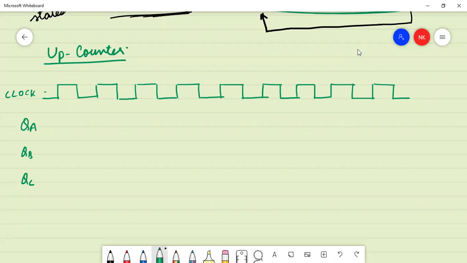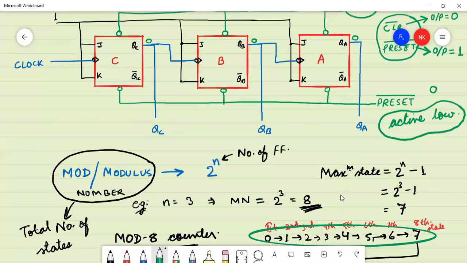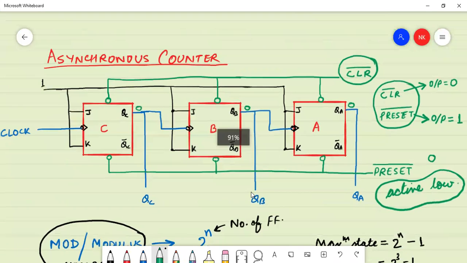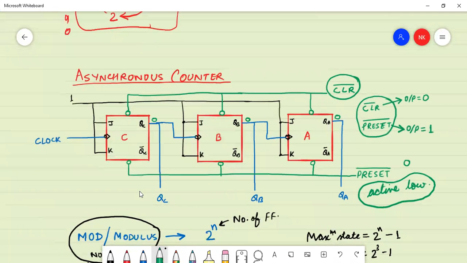Okay, so the very first flip-flop in the circuit is. Okay, let me take this figure there so that it will be clearer to you. So is there any? Okay.